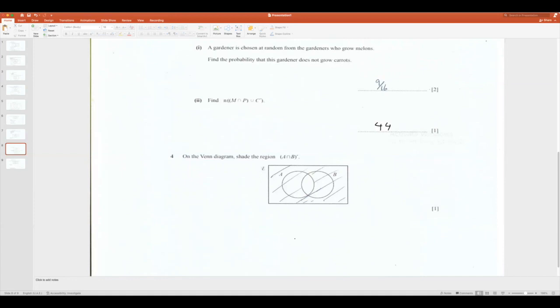Okay, we have done some questions about these sets and Venn diagrams. You have seen that with sets, probability is also coming. I will do the probability later.